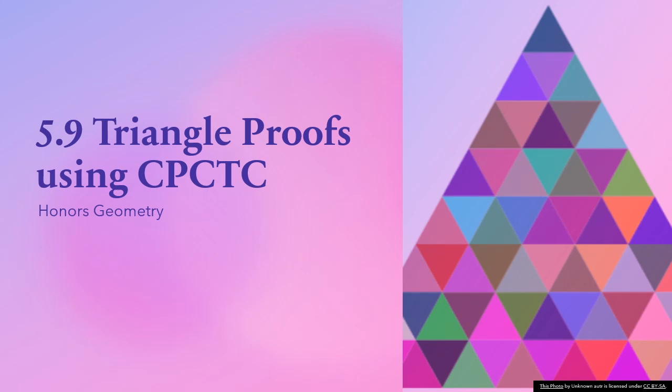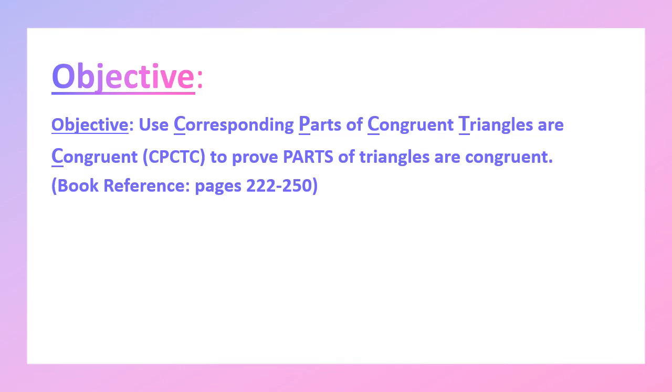Kiddos, today we're going to talk about section 5.9, triangle proofs using CPCTC. If you understood the previous section, we are only adding another step or two to these proofs, so they shouldn't really be that bad. Where does CPCTC come from? Today our objective is to use corresponding parts of congruent triangles are congruent.